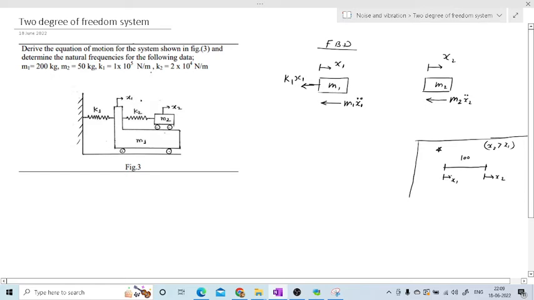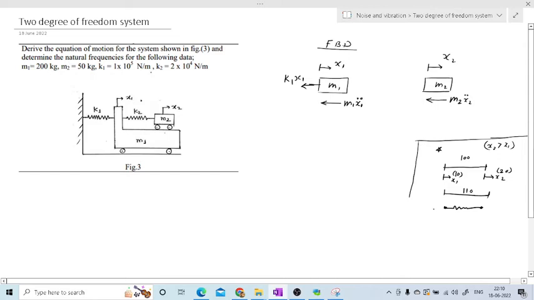Imagine this displacement is 20, so x2 is equal to 20. After this elongation the total length of the spring becomes 120. Now imagine the left end is elongated and I consider this displacement as 10. So after x2 the total length is 120, and after x1 the total length of this spring will become 110. Ultimately we can say that this spring is elongated.